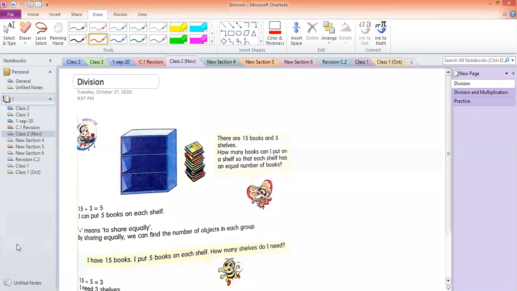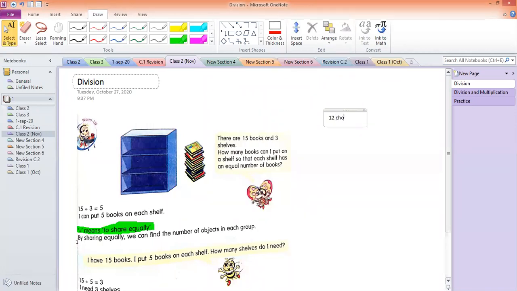Okay. So basically, what does divide mean? Divide means to share equally. Let's suppose you have 12 chocolates and you want to give them to your 3 friends. So how many chocolates should you give to your friends so that every friend can have an equal number of chocolates? Let's suppose you have 12 chocolates.